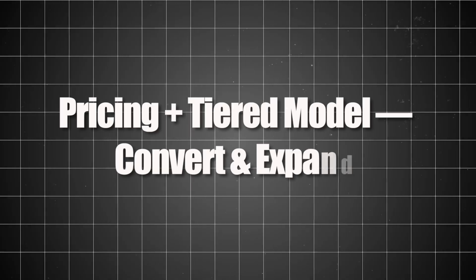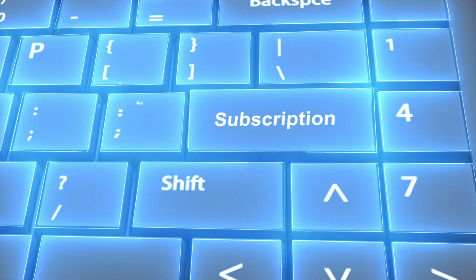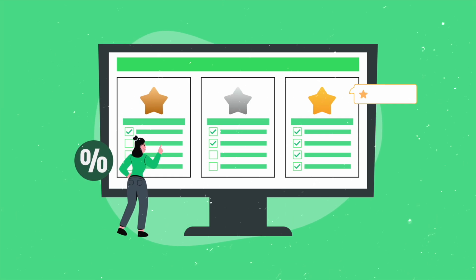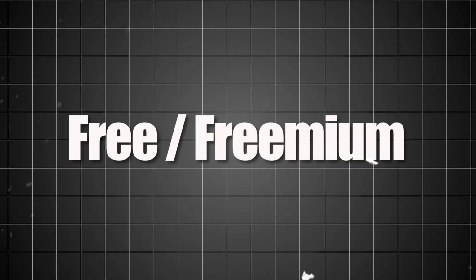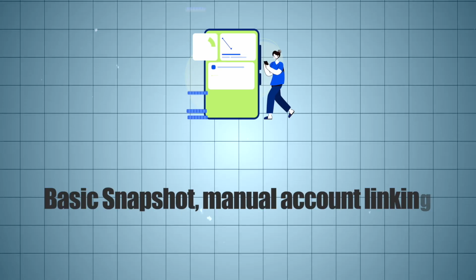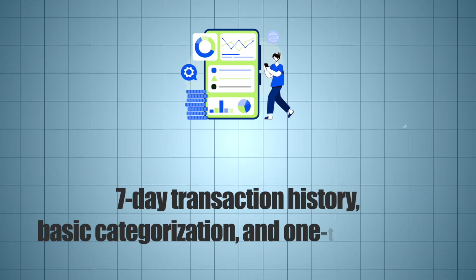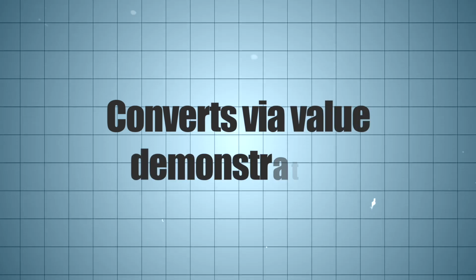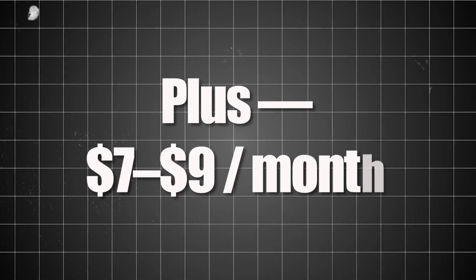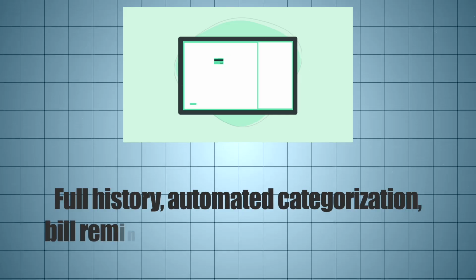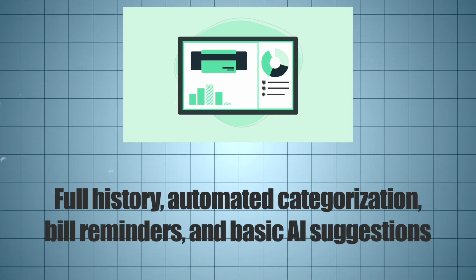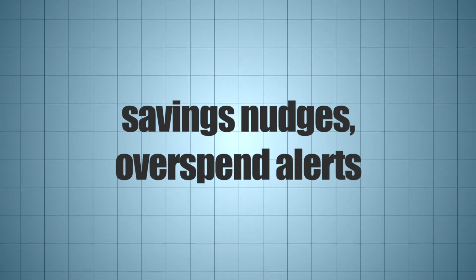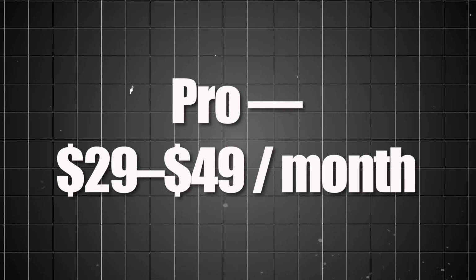Pricing, a tiered model to convert and expand. Subscription economics are central. Here's a practical tiered model that converts free users into high ARPU customers. Free, freemium: basic snapshot, manual account linking, 7-day transaction history, basic categorization, and one-time export. Converts via value demonstration. Plus, $7 to $9 per month: full history, automated categorization, bill reminders, basic AI suggestions, savings nudges, and overspend alerts.